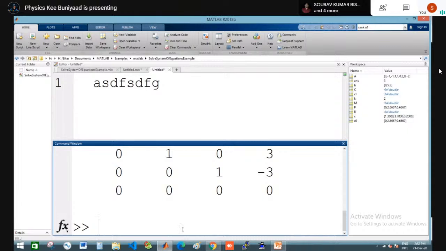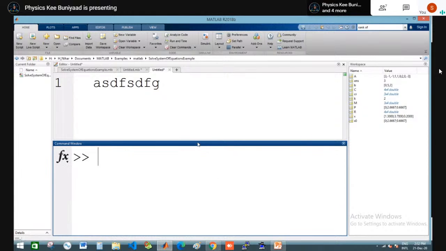In the command window, you can write clc, which will clear the command window, or clear, which will clear the previous variables. Clear all will clear all variables, and clear with a particular variable name will clear that variable. Now he has given clear all, and all values have been cleared. Now go to the next line.